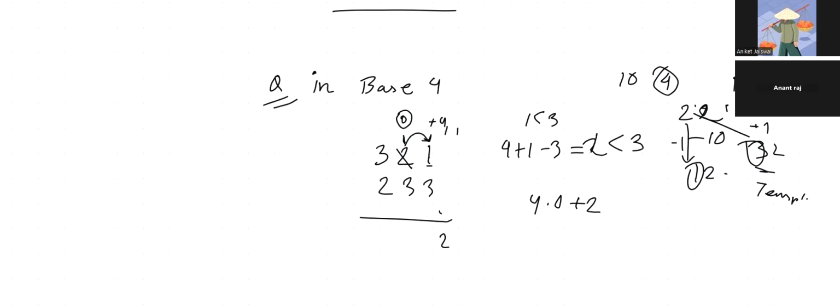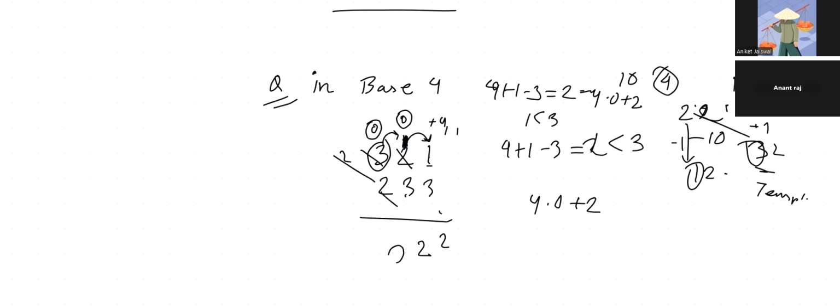Now 1 is of course again smaller than 3, so it will also give this one, the preceding member, and it will become 2. Now if it gives 4, then 4 plus 1 minus 3 again becomes 2, right? Because it is 4 into 0 plus 2. And 2 minus 2 is 0. So the answer is 22. Let's verify this.